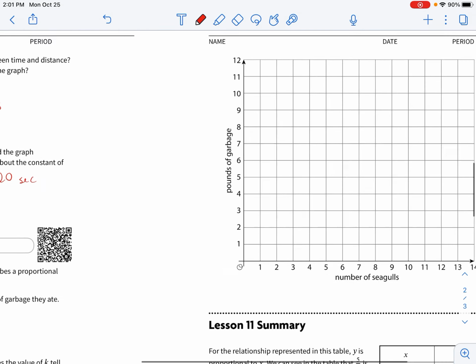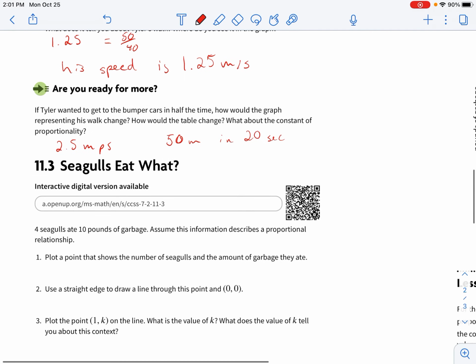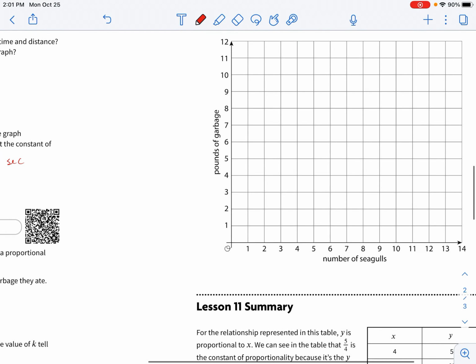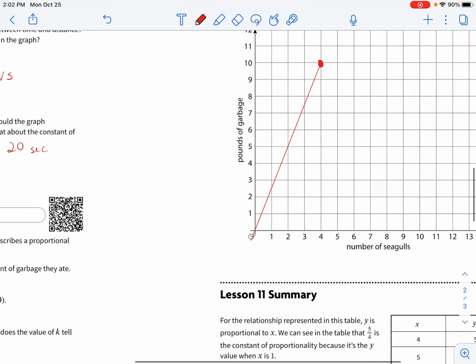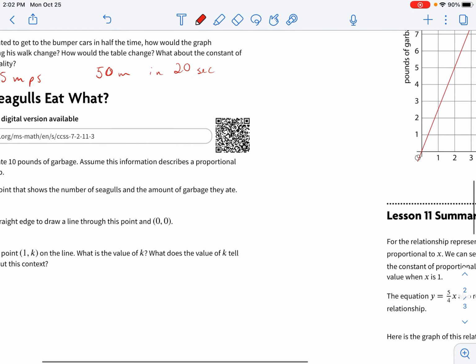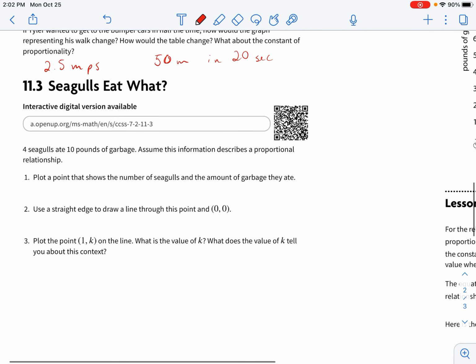So 4 seagulls eat 16 pounds, I believe is what it was. Nope, sorry, 10 pounds. So at 4, go up to 10. So there's our point. Okay, now if we draw a straight line, okay, there we have our graph. Okay, so we've done 1 and 2.